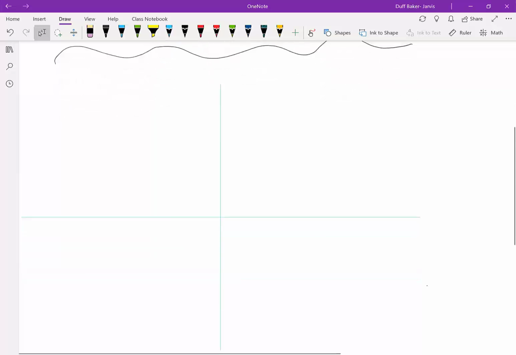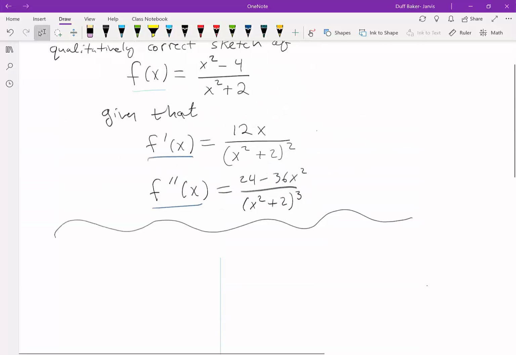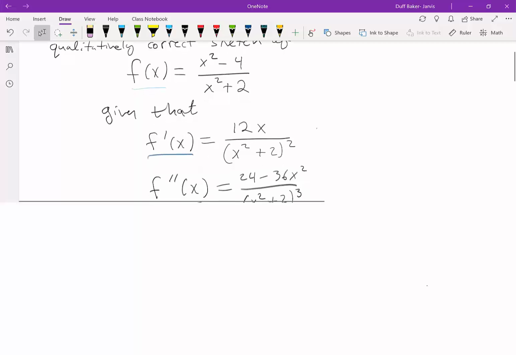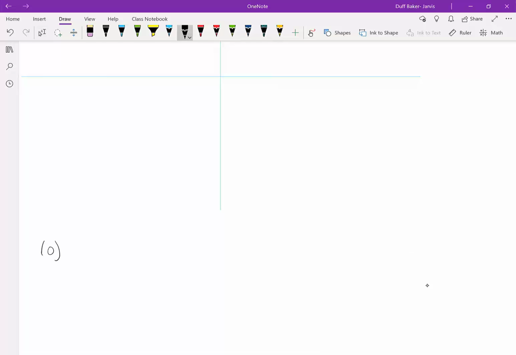Okay. So let's remember our first step here. What's the function? x squared minus 4 over x squared plus 2. So the first question might be, is this function symmetric at all?